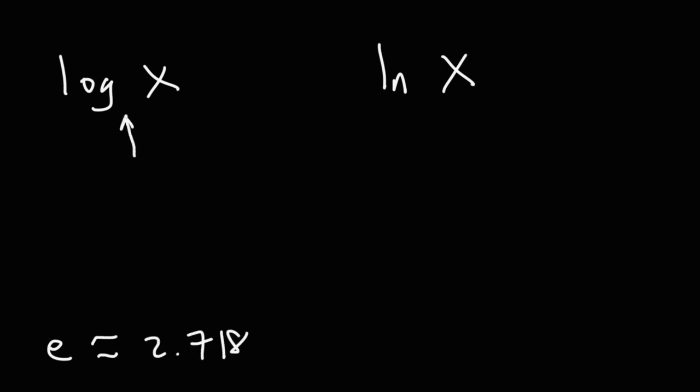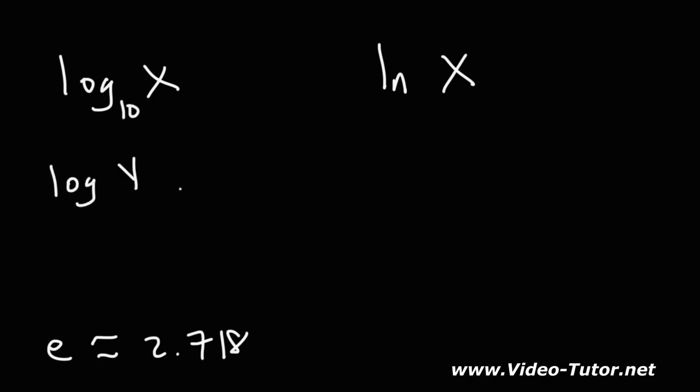Now, log can have any base. This could be base 4, it could be base 7, it could be base 9. However, if you don't see a number, it's assumed to be base 10. So if you see log y and there's no base, it's assumed to be base 10. If you see log base 4 of z, then the base is 4. So if it's not specified, the base is always 10 for logs. And for natural logs, the base is always e. The equations that apply for logs also apply for natural logs. So you want to keep that in mind.